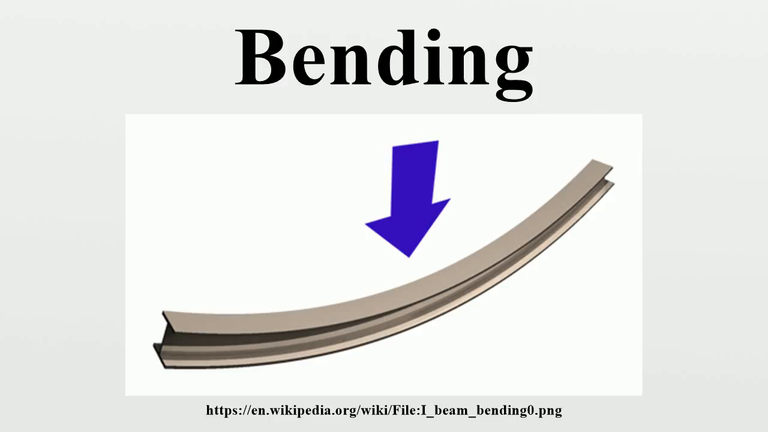In the absence of a qualifier, the term bending is ambiguous because bending can occur locally in all objects. Therefore, to make the usage of the term more precise, engineers refer to a specific object such as the bending of rods, the bending of beams, the bending of plates, the bending of shells, and so on.